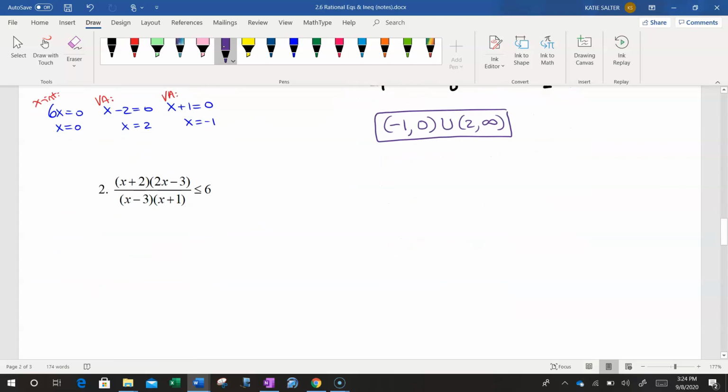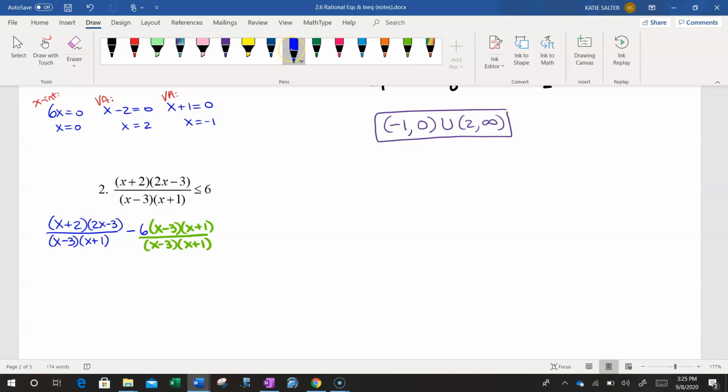So with this one you may think, oh yay, this is awesome, we're already in factored form, but it's not, because it's not set equal to 0. So the first step is we have to subtract that 6 over, and we have to get a least common denominator for both of them. We subtract that 6 over, since that's just 6 over 1, and the least common denominator in this case is going to be x minus 3 times x plus 1. So we have to multiply the numerator and the denominator of that 6 by x minus 3 times x plus 1 so that we can get a common denominator of x minus 3 times x plus 1.